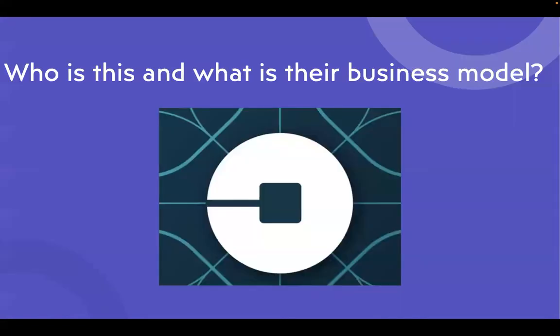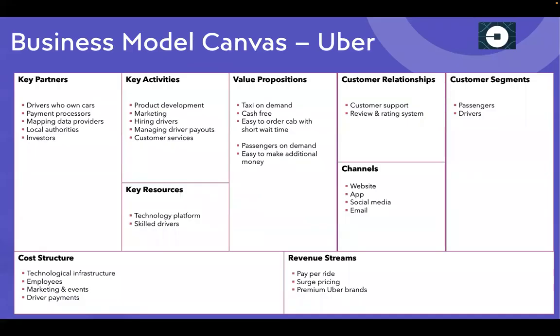Similarly, you can talk about what this is all about and what their business model is. And by looking at the symbol, you know very well it is Uber. So let's understand the Uber business model canvas. It has key partners, key activities, value proposition, key resources, customer relationship, channels, customer segmentation, cost structure, and revenue stream. Based on this entire thing, Uber's entire business model works.